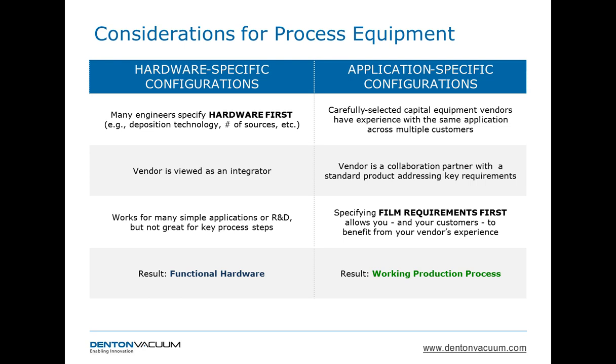So here, as a laser manufacturer, you would specify film requirements first, which is what you ideally should care more about. It allows both you and your customers to benefit from vendors' experience, and the vendors addressing multiple customers with similar applications should be able to draw on experience from all of them. So in the end, the result would be a working production process rather than functional hardware.